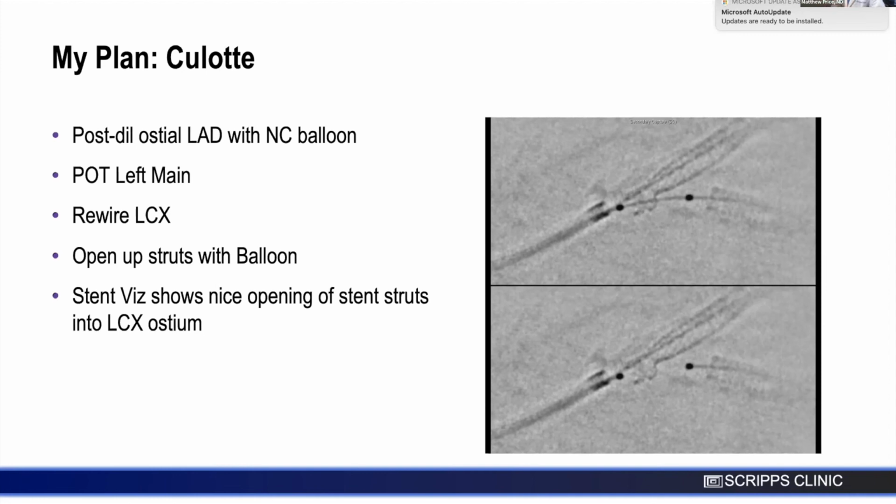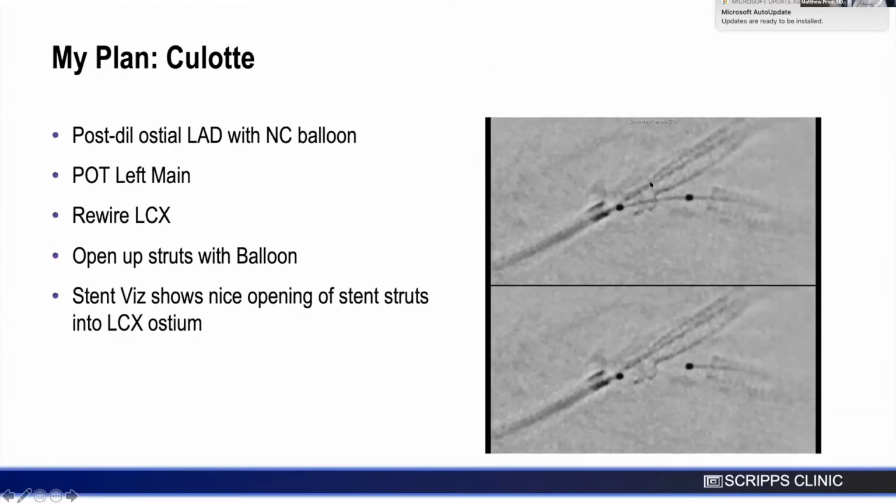So I post-dilated the OSC-LAD with non-compliant balloon. I then POTed the left main because it's quite large. I rewired the circ. I opened up the struts with balloons. This was just a really nice StentViz I captured to show you what happens when you do a POT and a dilation of the struts into the side branch. And this is exactly what we want to see, isn't it? You've wired in the right spot so that the main vessel struts have opened up to cover the proximal part of the ostium of the side branch, right?